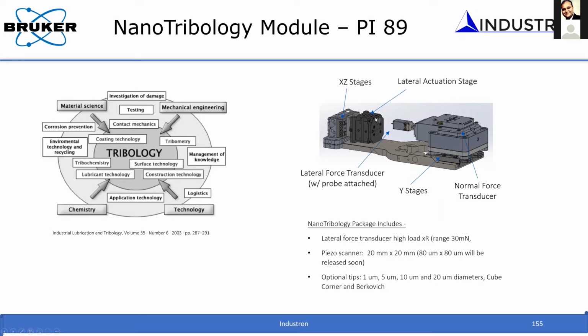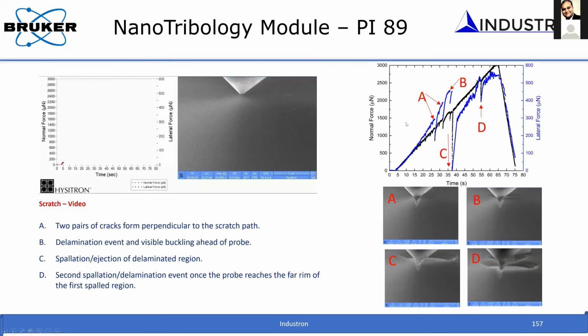This scanner has a range of about 20 micron to 80 micron. This is not millimeter, sorry for the typo. So if you put a sample over here, bring the whole stage closer to this, and then apply a normal load through this flexure actuator, and then measure the lateral force through this lateral force transducer. That is what has been shown over here in this particular case.